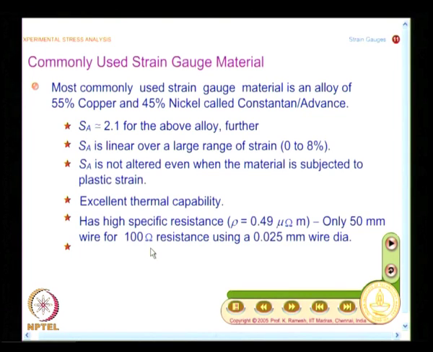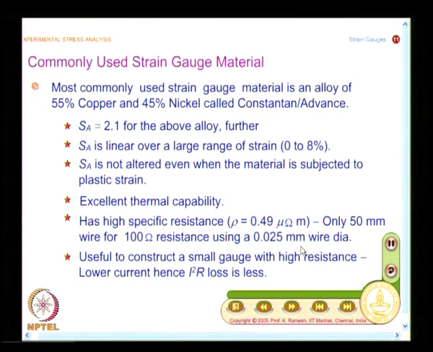So, if I have a 3 millimeter gauge length, it was about 36 millimeter long, and because I have a small gauge, I can also have a high resistance. For a given voltage supplied, the current passing through the conductor will be less. So, I will have I squared R loss that is less.